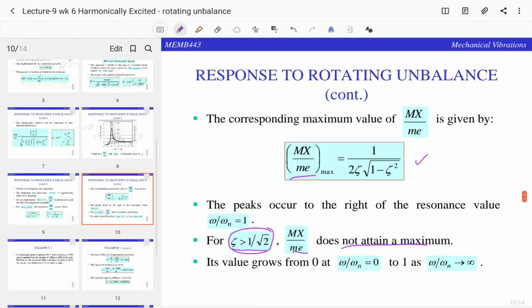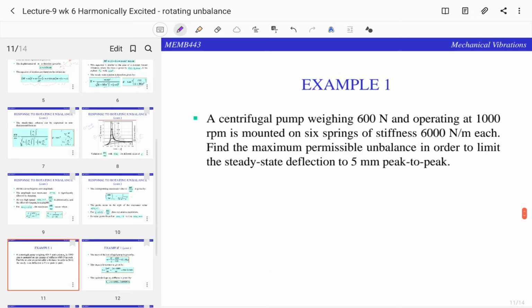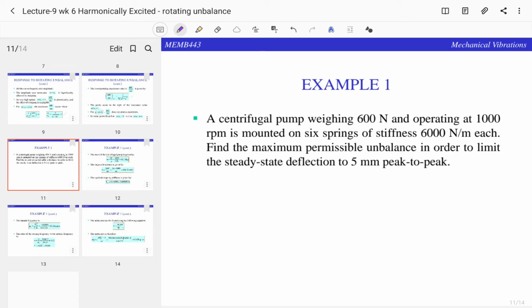So then we take a look at the example. We have a centrifugal pump weighing 600. So this is actually your weight; you have to divide by g to get your mass. So basically your mass is equal to 600 divided by g. Then you have it operating at 1000 rpm. So you can get your omega, which is 2 pi times 1000 rpm divided by 60.